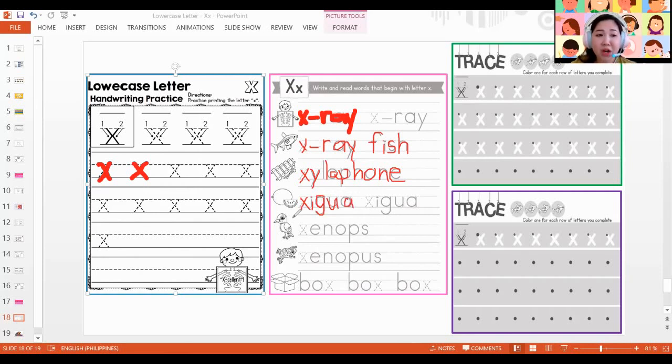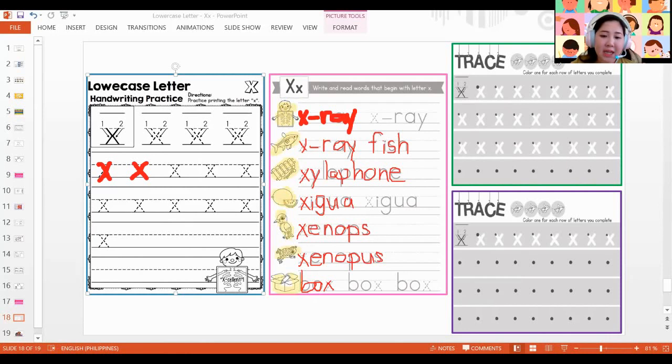Then remember the bird, xenops. And then we also have the frog, the xenopus. That's the name of the frog from our video. And lastly, the one that teacher drew, the word that ends with the letter X, we have ox. When you're done tracing all of the words, you also have to color your pictures, okay? You can use a crayon. You can also use your dabbers.